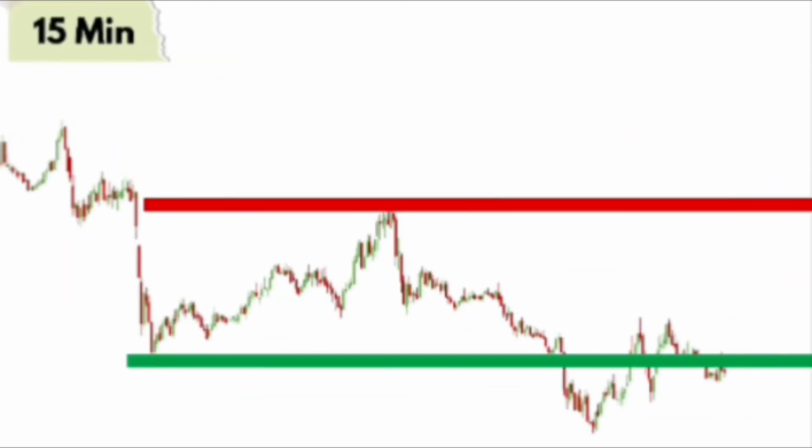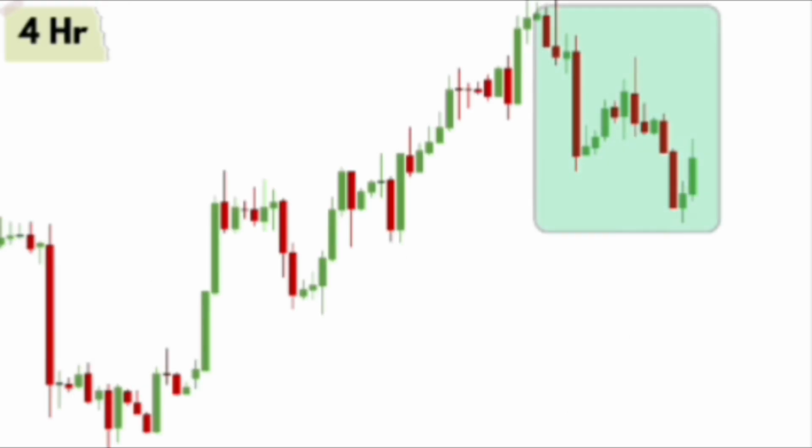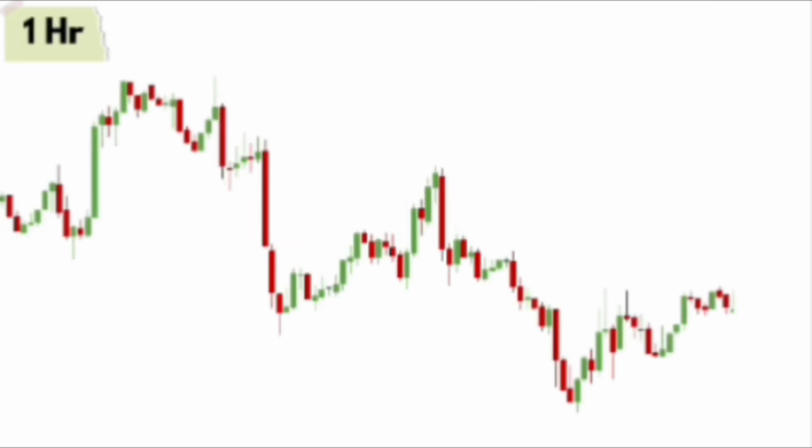Always remember one important rule. The higher time frame trend is always more powerful than the lower time frame trend. In this situation, the 4-hour trend carries more weight than both the 1-hour and the 15-minute trends. Likewise, the 1-hour trend is stronger than the 15-minute trend. That's why we always trade in the direction of the higher time frame trend. Since the 4-hour trend is bullish, we're only looking for buying opportunities.